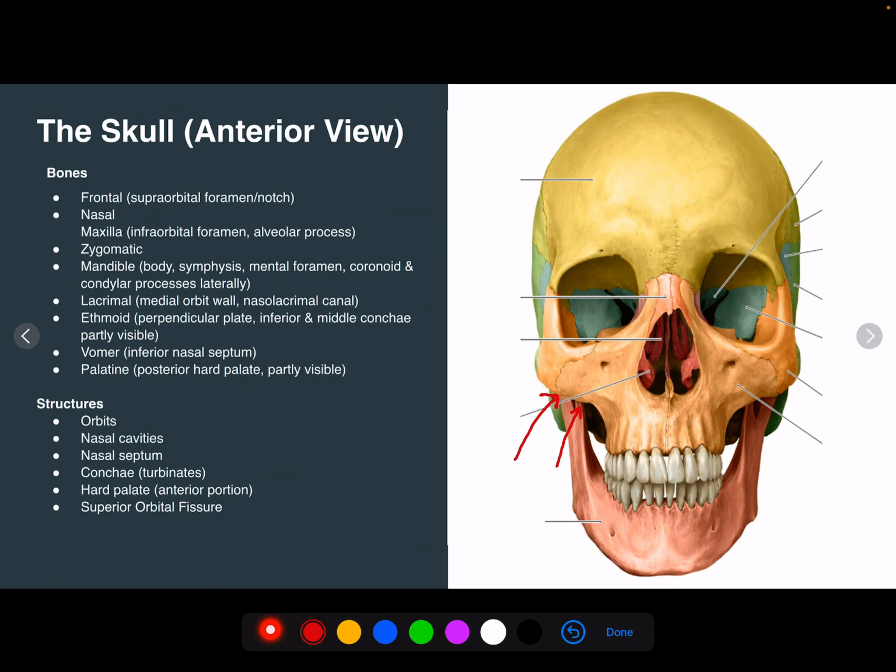But you can better see this is the coronoid process. Apologies. Our condylar process is going to be superior, which forms the TMJ, or articulates with the mandibular fossa in the temporal bone to form the TMJ.